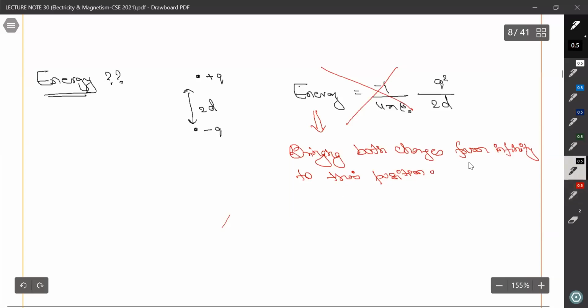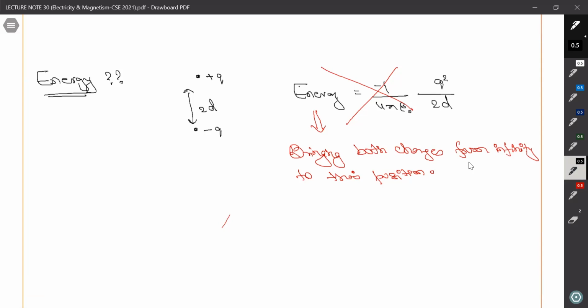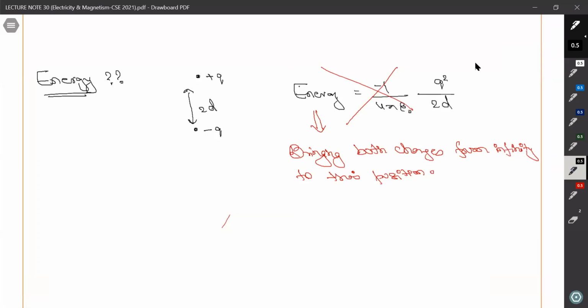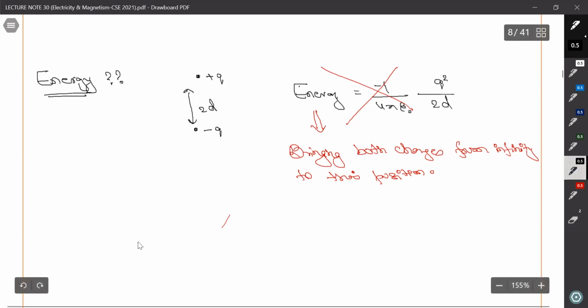So we are bringing both those charges from infinity to arrange this configuration. This is the meaning. So this is the case here. Now understand what will be the case in reality.